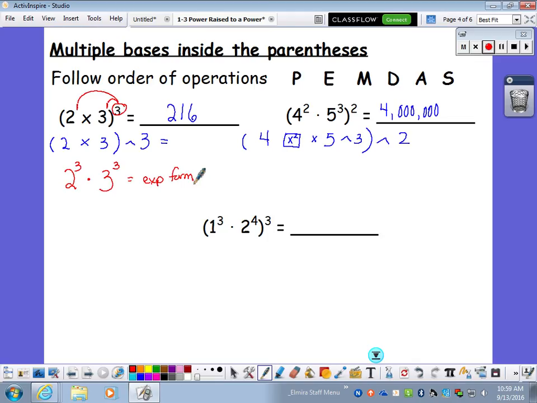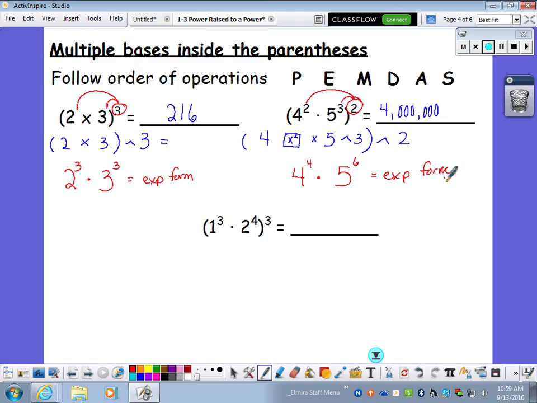The next one over here, my bases are 4 and 5. My outside exponent is 2. 2 times 2 is 4, and 2 times 3 is 6. And again, that's my exponential form. How do you know how to answer? You read directions. You have to read directions.